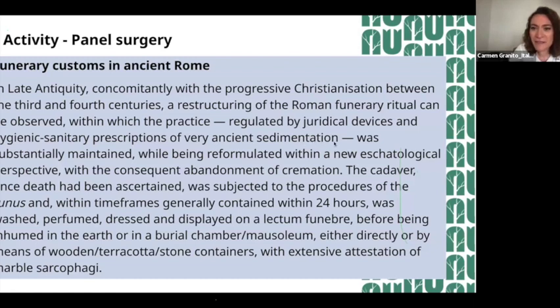Pushing up daisies, Roman style. I must say, Georgia, I didn't get that. Sorry. As Christianity spread in the Roman Empire, funeral traditions changed. Cremation became less common and burial became the main practice.